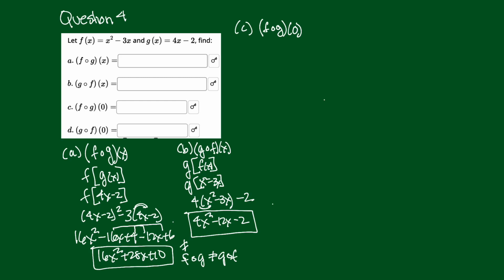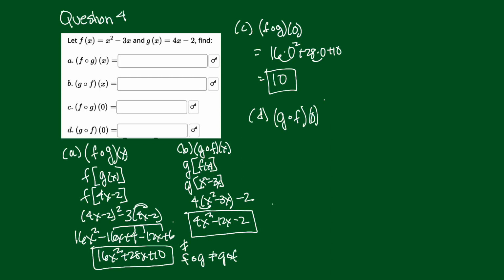We will get that this is equal to 16 times 0 squared plus 28 times 0 plus 10. So 0 squared is 0, so that's going to be 0. That's 0, so I just get a 10 out of this. And by the bill, I've apparently got the right answer.